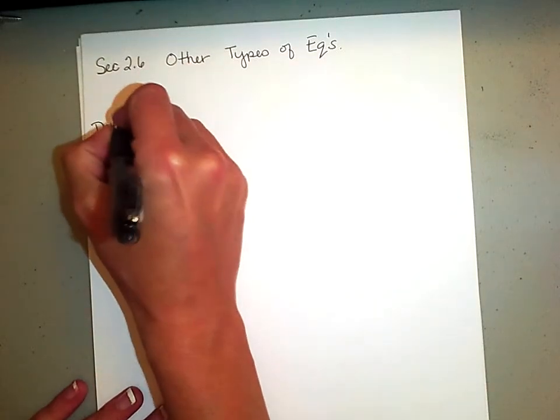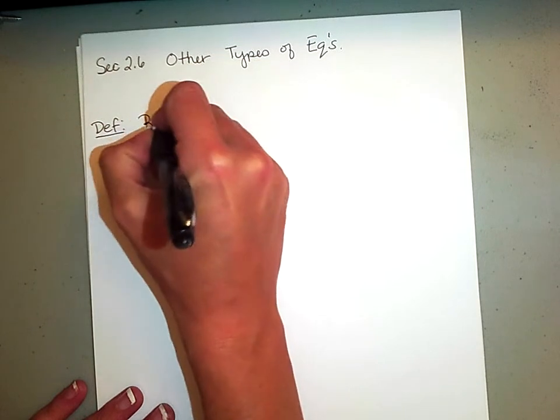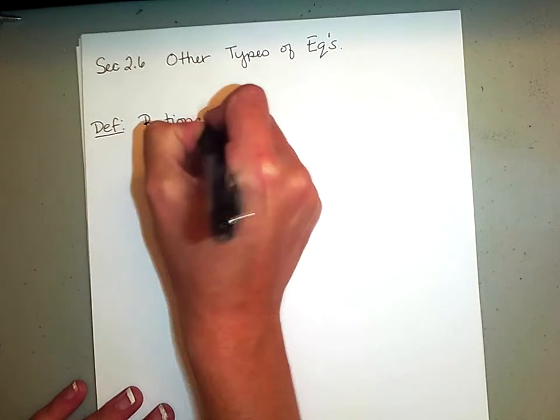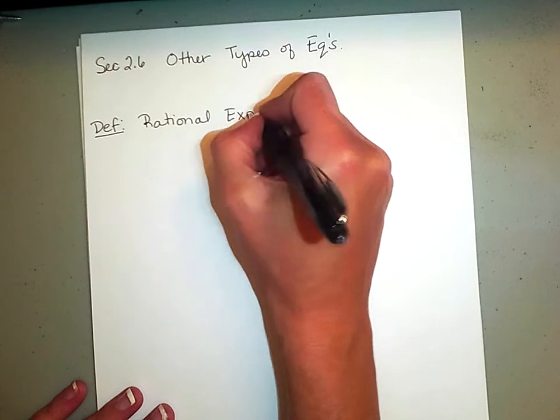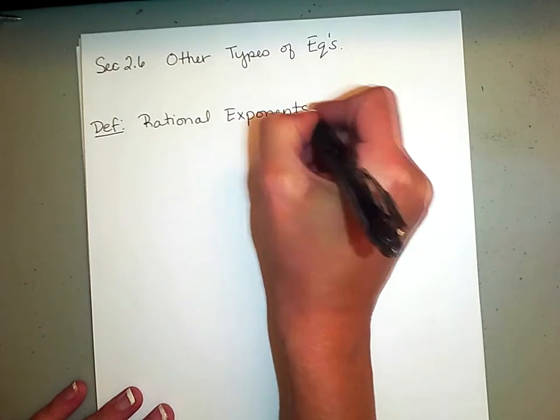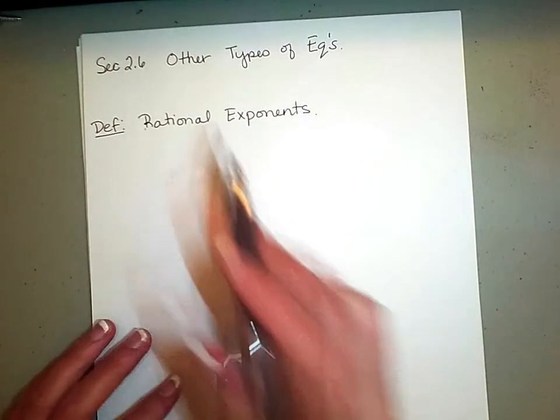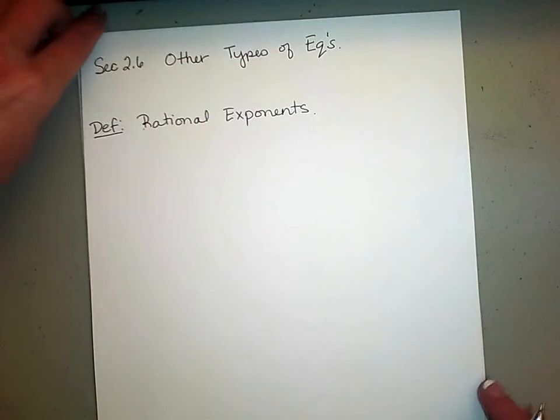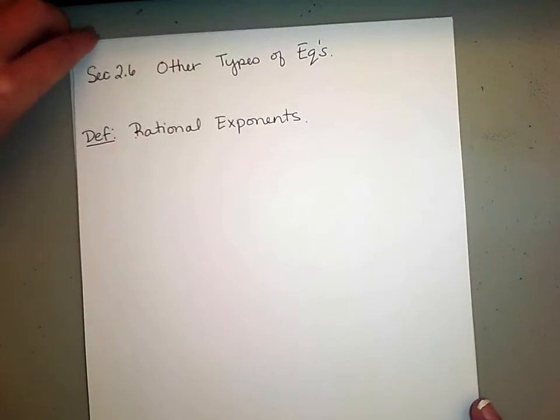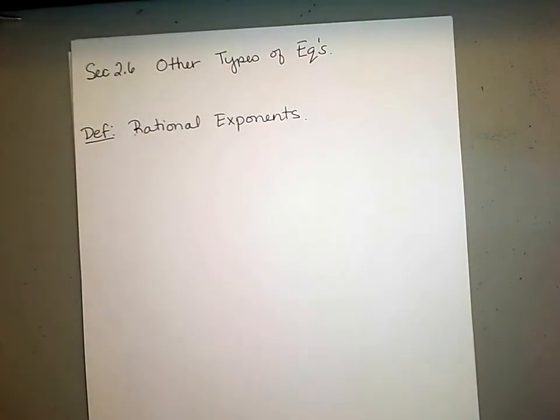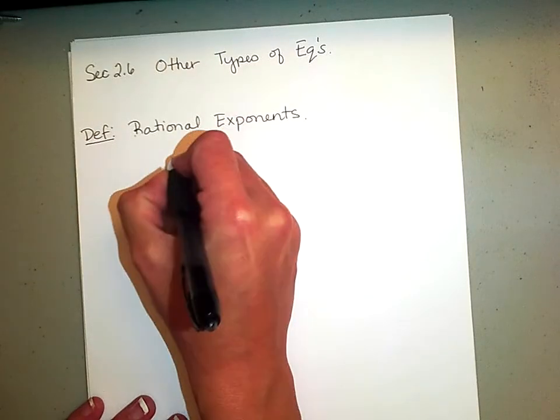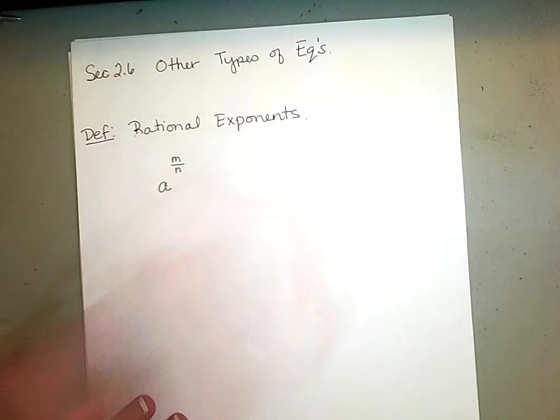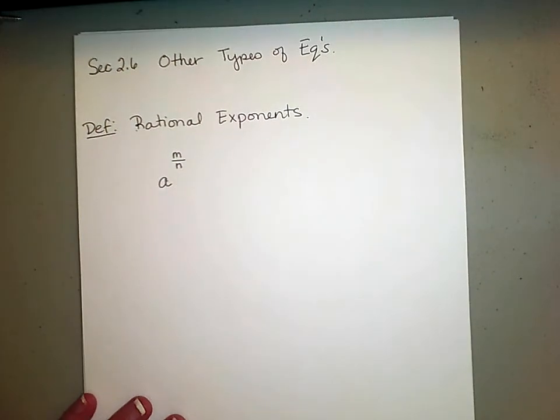The first type that we're looking at is involving rational exponents. So let's remember our definition of rational exponents and what those actually mean. Remember, a rational number is a number that can be written as a ratio of two integers. We also usually refer to them as fractions. So an example, we could have a raised to the m over n power.